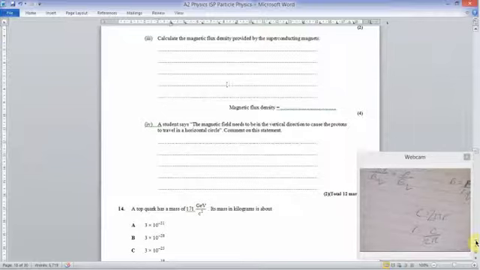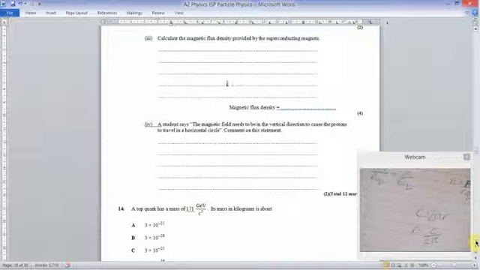So a student says the magnetic field needs to be in a vertical direction to cause the protons to travel in a horizontal circle. Okay, so you can see what he's trying to get at is the idea that things must be perpendicular to each other. So yes, he's right, because motion and force need to be acting in the horizontal plane essentially. Both the motion and the force need to be acting in the same plane.